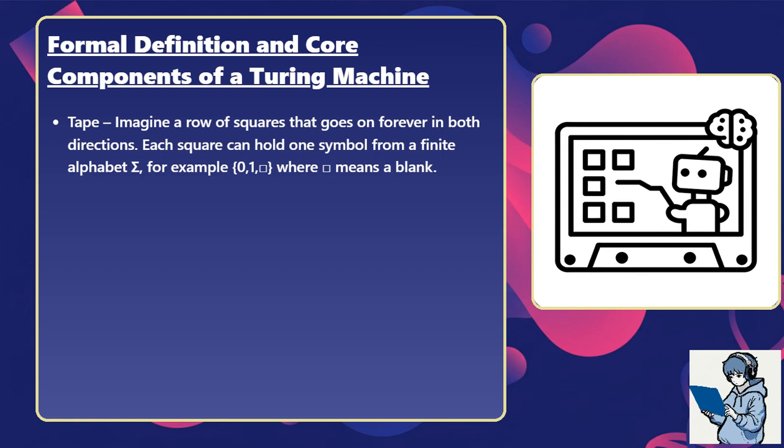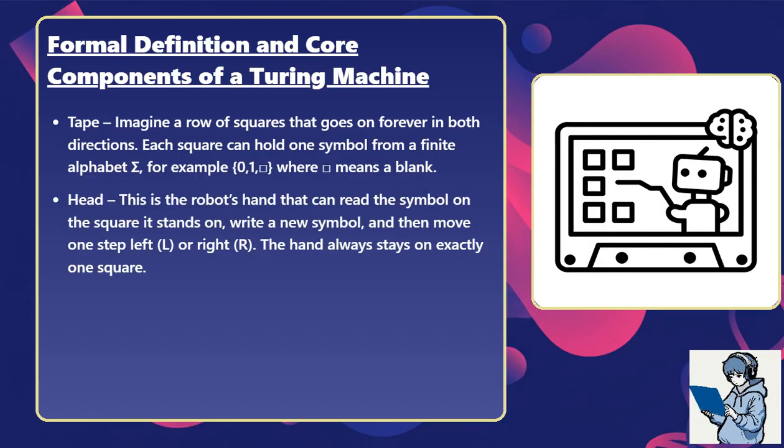Tape: imagine a row of squares that goes on forever in both directions. Each square can hold one symbol from a finite alphabet Σ, for example 0, 1, blank, where blank means a blank. Head: this is the robot's hand that can read the symbol on the square it stands on, write a new symbol, and then move one step left, L, or right, R. The hand always stays on exactly one square.